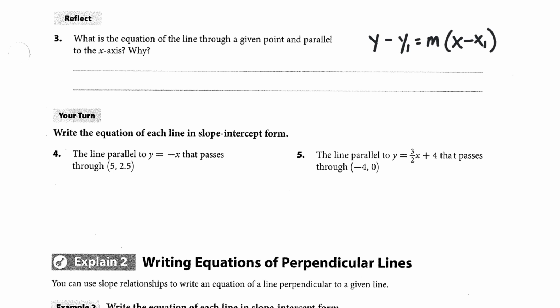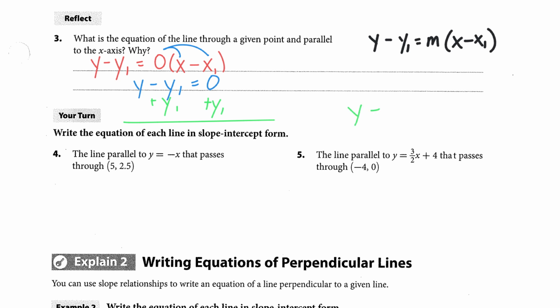The first substitution I can make is replacing m with 0. With that in mind, when we distribute, this entire term becomes 0. So now I have y minus y1 equals 0. And then I can add y1 to both sides, leaving us with the equation y equals y1.